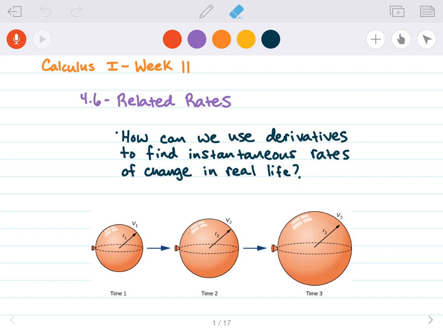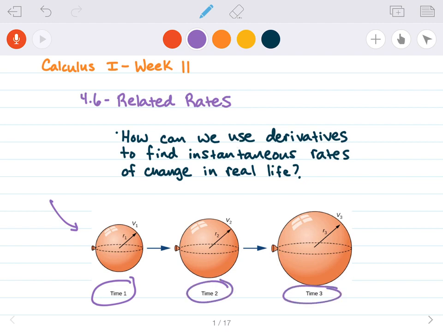We're going to talk about how we can use derivatives to find instantaneous rates of change in real life. When we talk about rates, what we mean is how something is changing with respect to time. I have this little example right here. We have this balloon that is being blown up, and at time 1 it looks like this. Maybe after 2 seconds it looks like this.